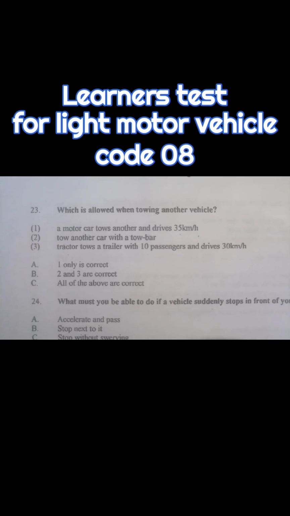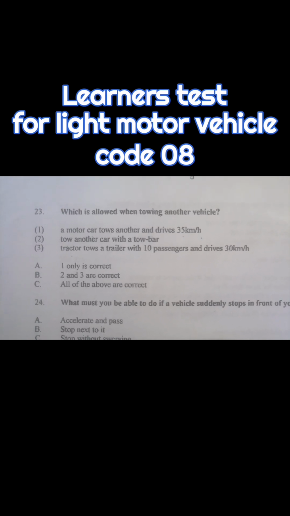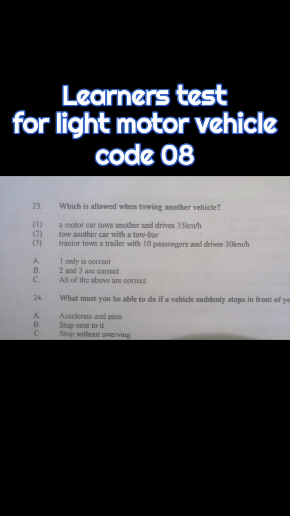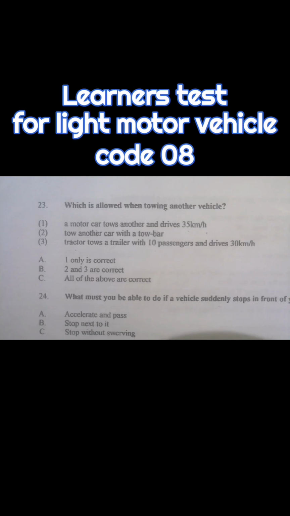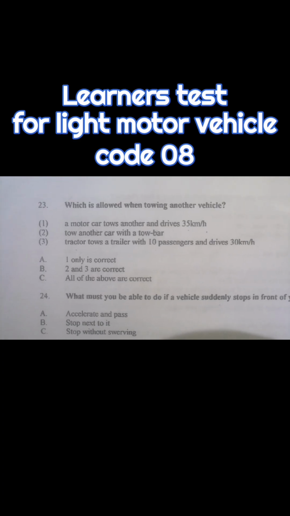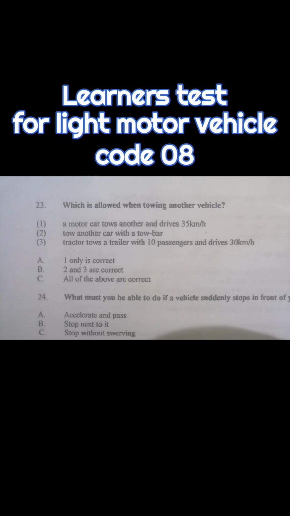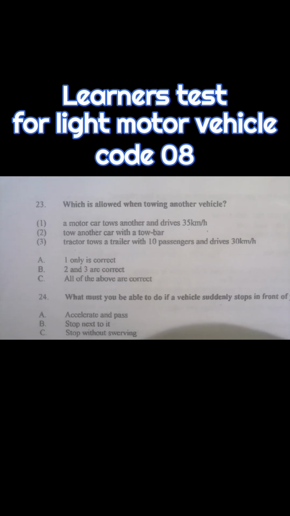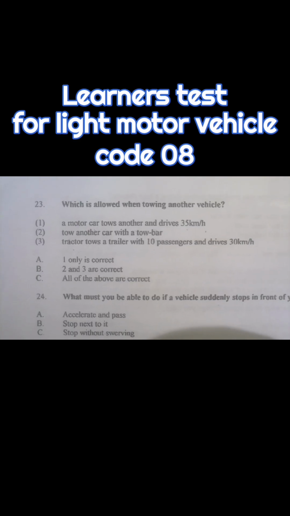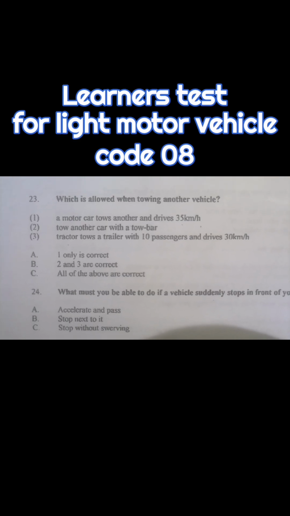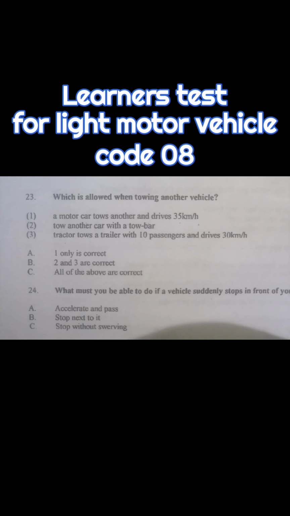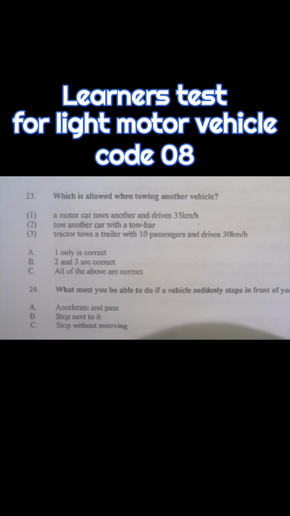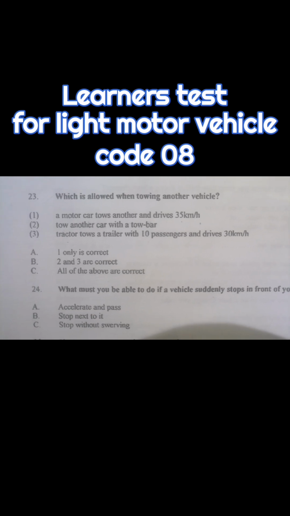Alright, 23, which is allowed when towing another vehicle? Number 1 says a motor car tows another and drives 35 kilometers. That is not right. Remember we said that the maximum speed is 30. Number 2 says you can tow another car with a tow bar. Yes. And number 3 says a tractor tows a trailer with 10 passengers and drives 30 kilometers per hour. True and correct. Alright, so we've got 2 correct answers, specifically number 2 and number 3, which means the answer is B. 2 and 3 are correct.